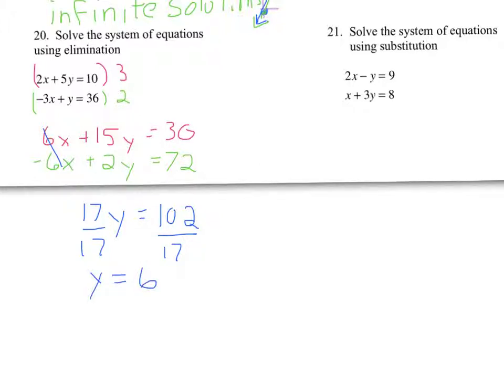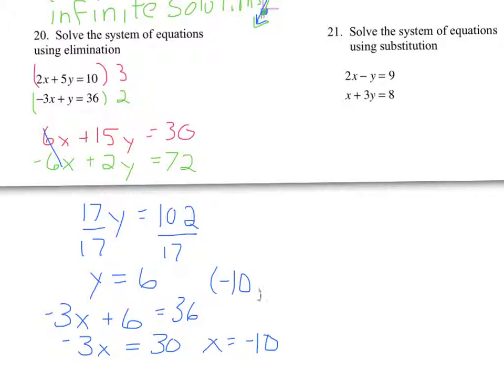So now that we know that y equals 6, we can plug that back in to solve for x. So I'm going to plug that into the second equation. So I have negative 3x plus, fill in the 6 for y, equals 36. So negative 3x equals 30. So x is going to equal negative 10. And I want to write the final answer as a coordinate. So my final answer is negative 10, comma 6. We want to make sure we go x, comma y.